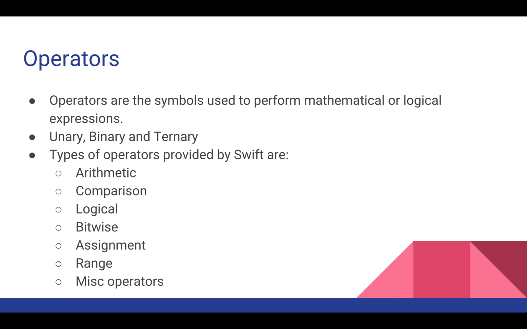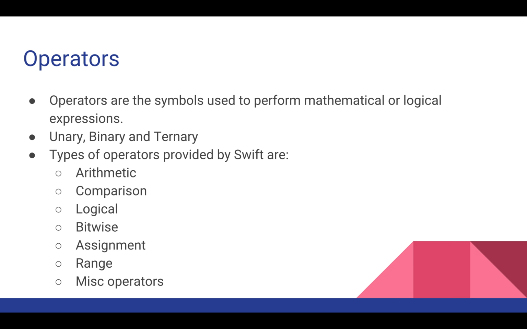Unary operators operate on a single target and can appear before or after the target. Binary operators operate on two targets and appear between them. Ternary operators operate on three targets. The values affected by operators are called operands.